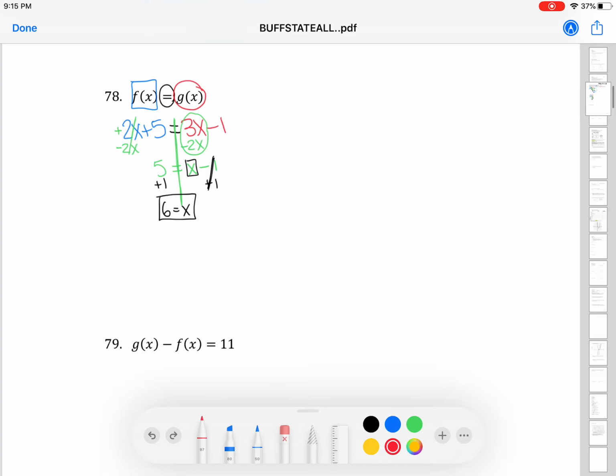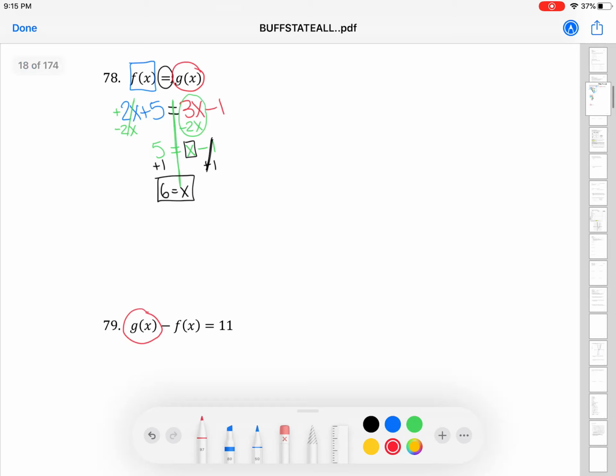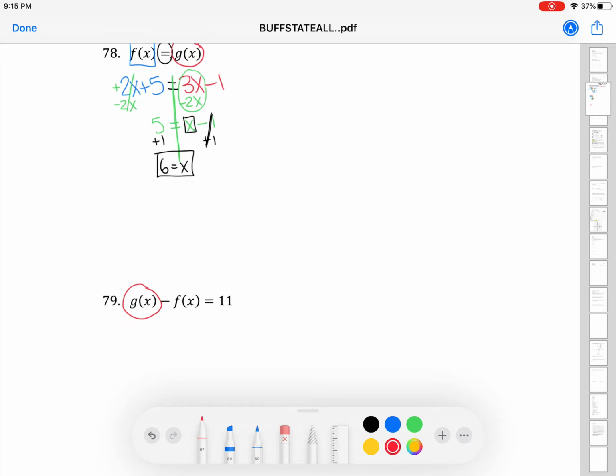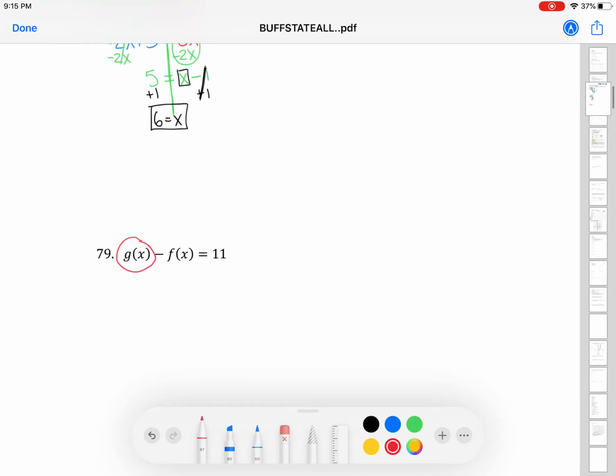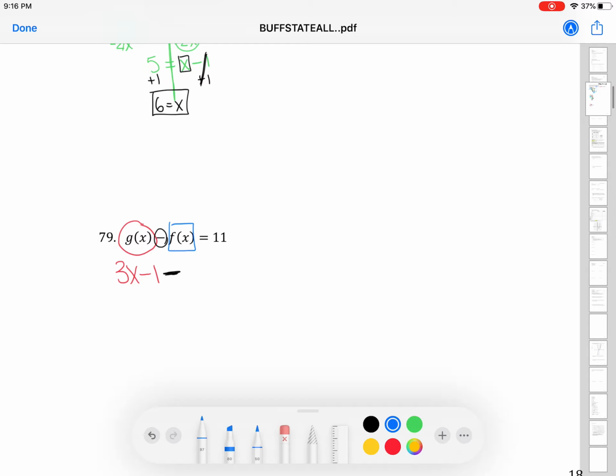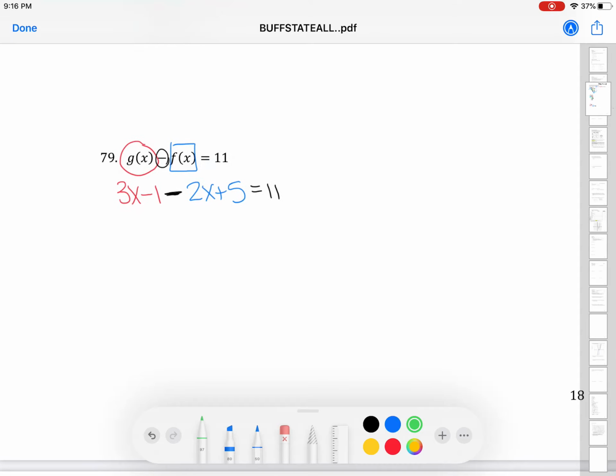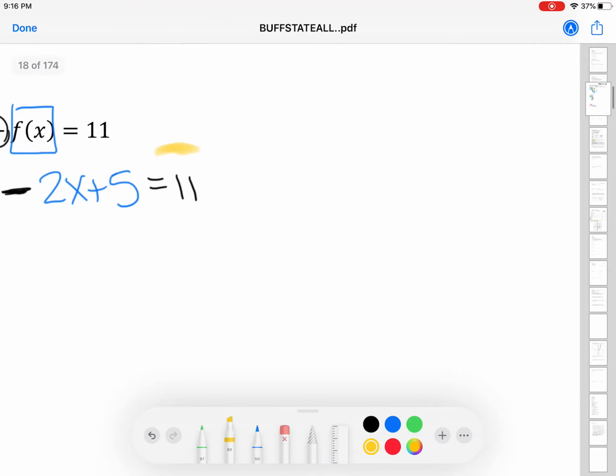But we're definitely going to end on a challenging note. This one's kind of a doozy. But we're going to still start by substituting in just like we did with the last 2 examples. But this one you start by plugging in g of x first. So be very careful you're plugging in the correct thing where it goes. So g of x is 3x minus 1. I'm going to plug that in first. I'm going to bring down this minus sign because it's just part of the original given problem. And then I'm going to plug in f of x, which was 2x plus 5. And then I bring down the equals 11.